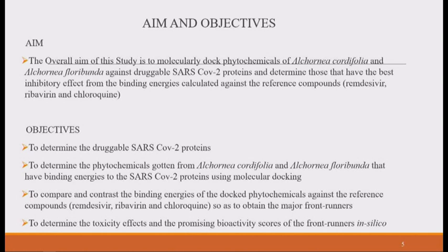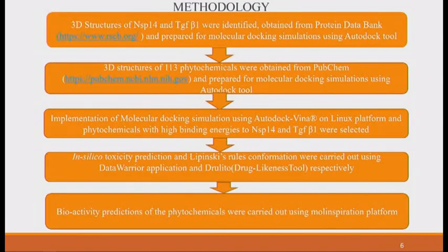Then these are the objectives: to find druggable SARS-CoV-2 targets, to get phytochemicals, the front runners. Then after getting the front runners, we'll check for good toxicity profiles, those that pass the toxicity level and also pass the bioactivity scores. Those are the good front runners. Next slide. Okay, this is the method I'm going to run through.